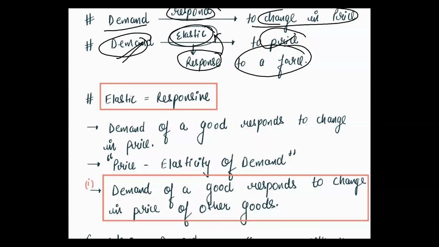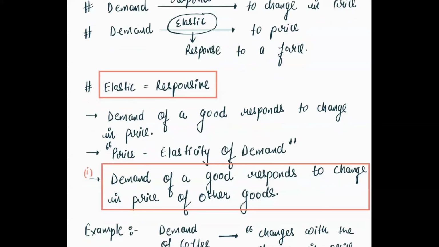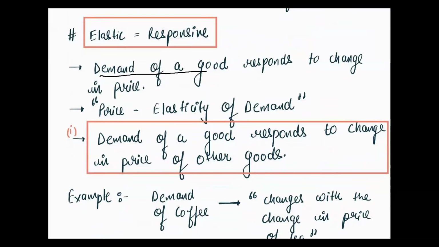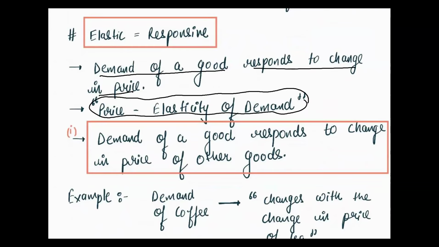Now we will try to understand. We are starting this elasticity concept. What is the meaning of elastic? It means responsive. Now, demand of a good responds to the change in price. So we know this as price elasticity of demand, because in the law of demand the variable on the y-axis, the independent variable, is price. So price elasticity of demand is responding to it, right?